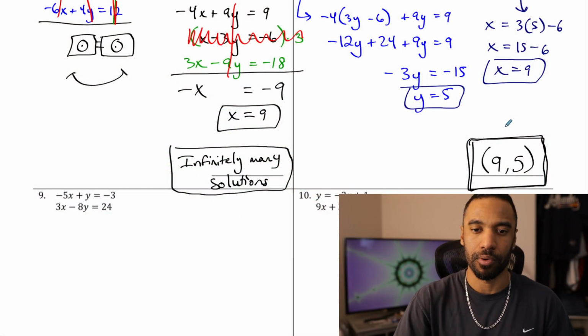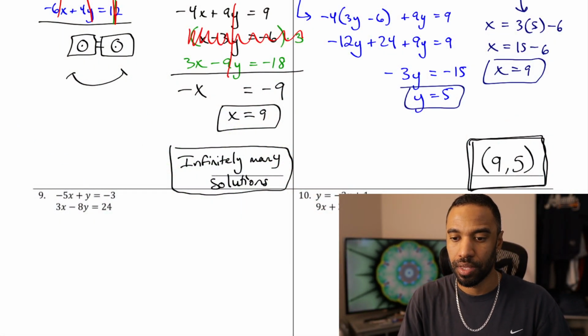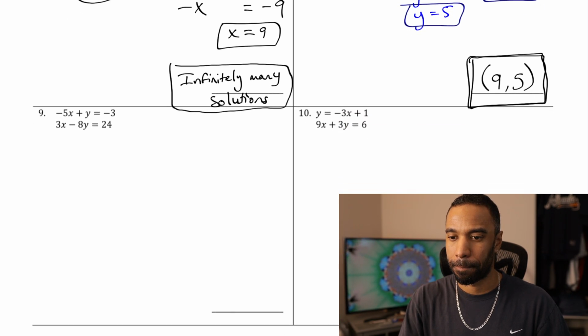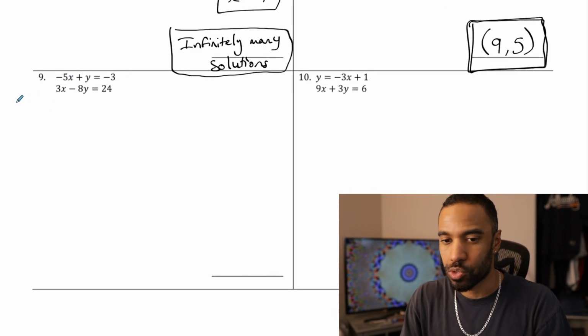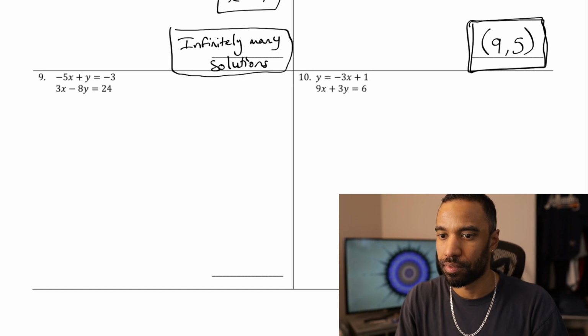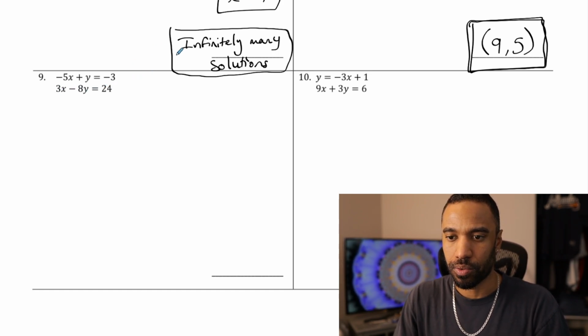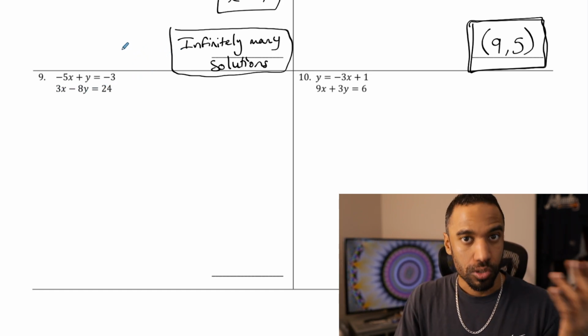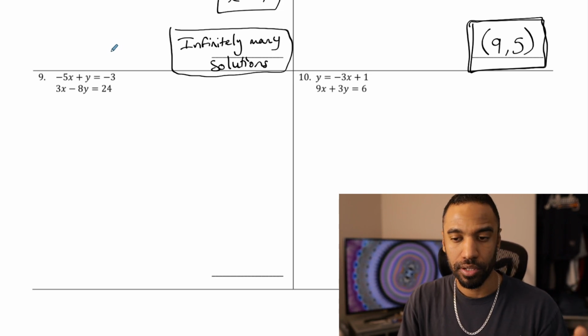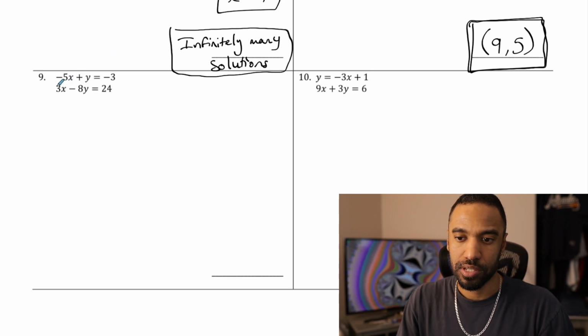That's good to go. I'm going to go ahead and move on. Let's look at problem number 9. Negative 5x plus y equals negative 3, and 3x minus 8y equals 24. I'm going to do substitution and elimination. This time I'll start with elimination here. Negative 5x plus y is negative 3.